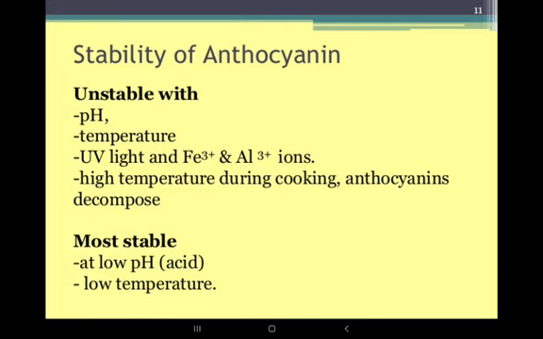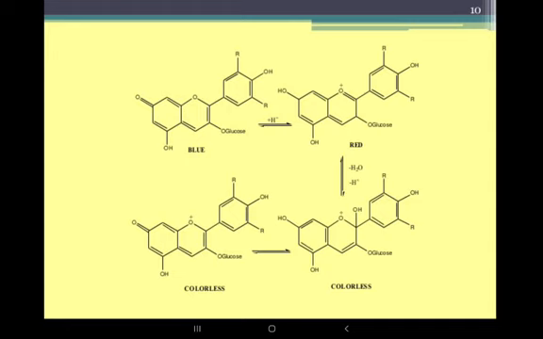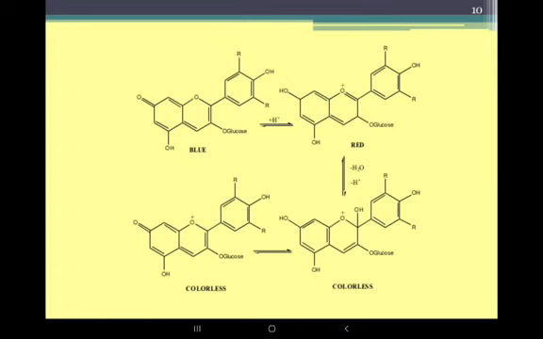So all these structures give different colors. When you have blue color, it turns to red color through these reactions. The colorless forms are also obtained when treated with water, both from blue and red.